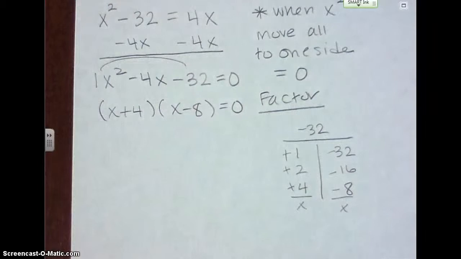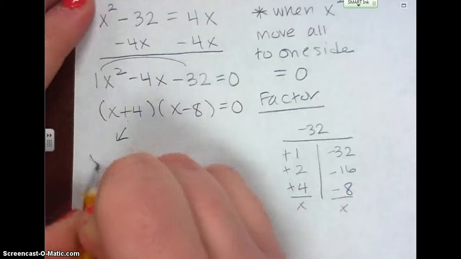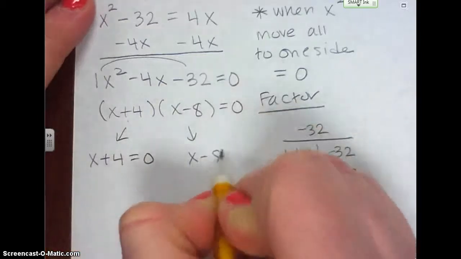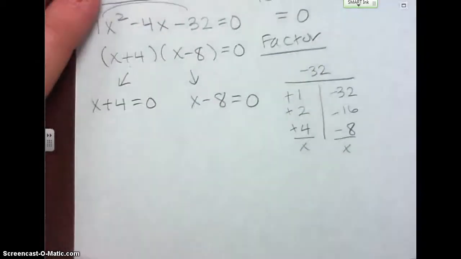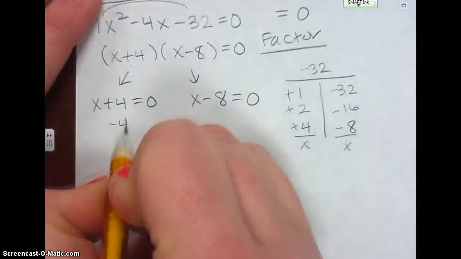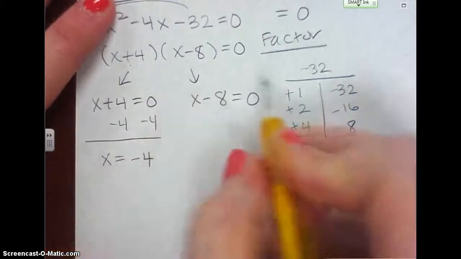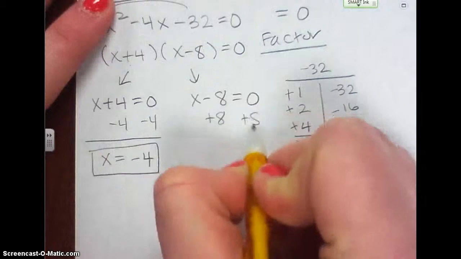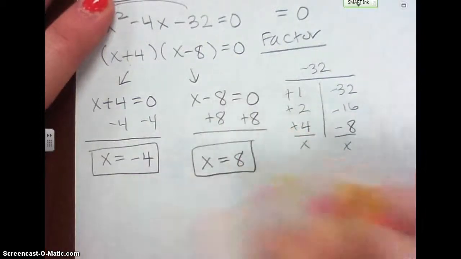Now we've done this step before, but I don't think we tested over it. After you factor here, you're going to split it up. So you get x plus 4 equals 0. And you get x minus 8 equals 0. So you get 2 different answers. Subtract 4. So x equals negative 4. And add 8, x equals 8.